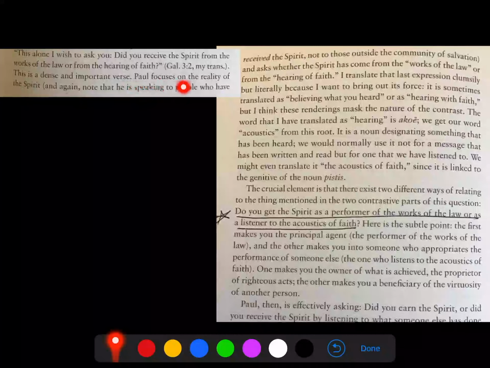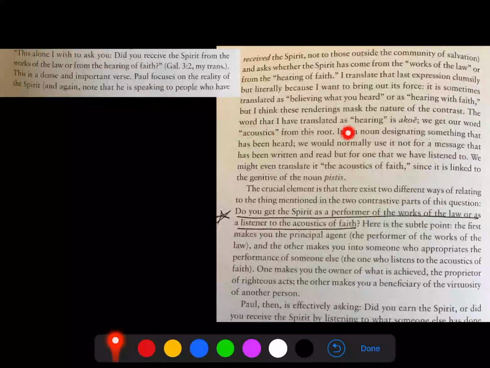"Paul focuses on the reality of the Spirit. And again, note that he is speaking to people who have received the Spirit, not to those outside the community of salvation. And asks whether the Spirit has come from the, quote, works of the law or from the hearing of faith. I translate that last expression clumsily, but literally, because I want to bring out its force. It is sometimes translated as believing what you heard or as hearing with faith, but I think these renderings mask the nature of the contrast.